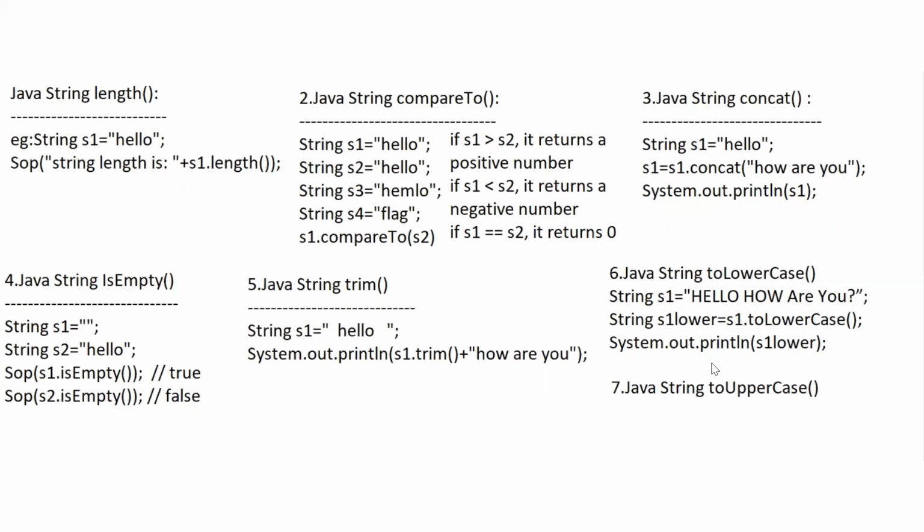So again, what happened here? If you remember, s1 is hello, right? So here one object is created in the string constant pool. Now, whenever you are concatenating s1.concat(" how are you"), why? Because strings are immutable, right? So again, it won't change the same object. A new object will be created for this, hello, how are you. Got it?